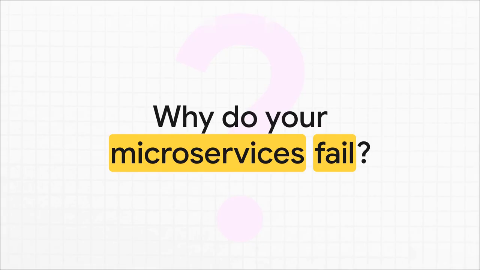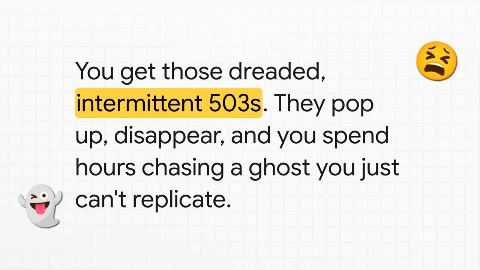Your application's deployed, all the dashboards are green, everything looks perfect, and then the calls start coming in. And the thing is, the failures are almost never simple, are they? They usually look a little something like this. First up, you get those dreaded intermittent 503s, the service unavailable errors. They just pop up out of nowhere, disappear, and then you and your team are stuck spending hours, maybe even days, chasing this ghost in the machine that you can never seem to replicate on demand.